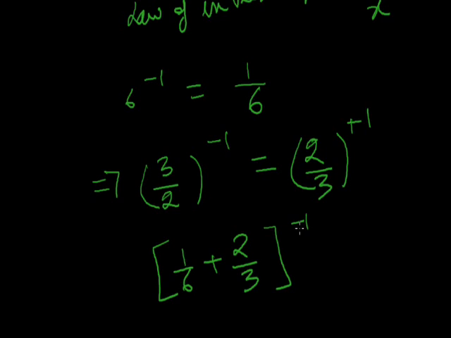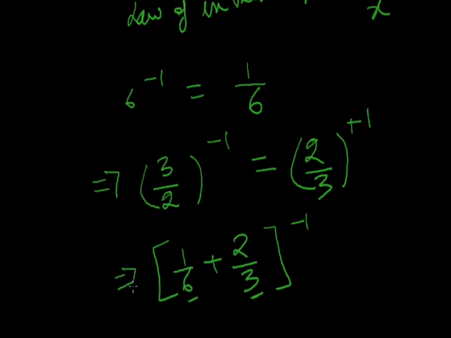6 raised to the power minus 1 plus (3/2) raised to the power minus 1, and the whole power is minus 1. So we can see that 6 raised to the power minus 1 can be written as 1 by 6, and (3/2) raised to the power minus 1 can be written as 2 by 3, as the power gets the opposite sign. In this case, if the power was plus 1, then 2 by 3 would automatically get the sign of minus 1, but (3/2) raised to the power minus 1 gives a sign of plus 1, which implies that we will add both these terms.